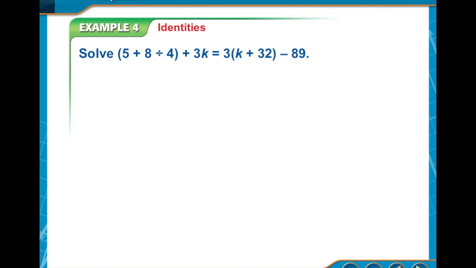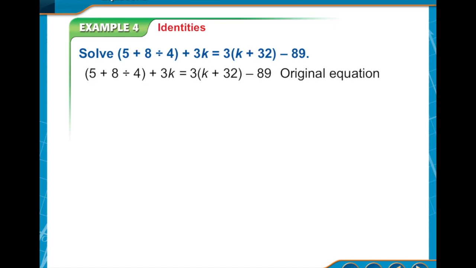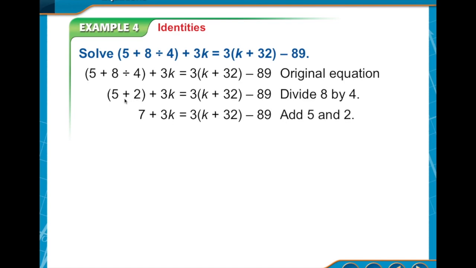So moving on to example 4, we're looking at identities. So we'll learn a little bit about another special case when we come to equations. So we need to simplify this thing. We'll start by distributing our 3 to the k and 32 right there, as well as doing what's in parentheses on the left. So 8 divided by 4 becomes 2. 5 plus 2 becomes 7. So the left side is looking good.